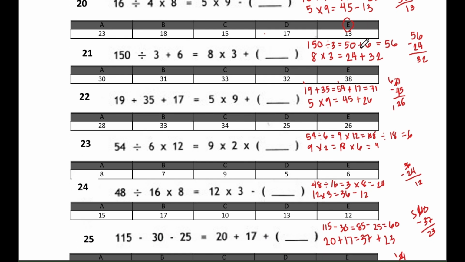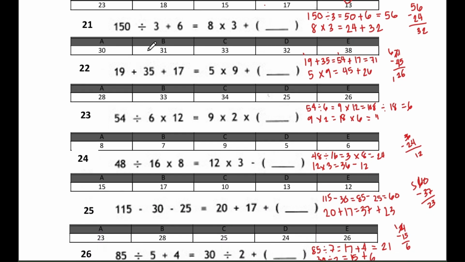Question 21. 150 divided by 3 plus 6 equals 8 times 3 plus what missing number? The options are A, 30, B, 31, C, 33, D, 32, or E, 38. The correct answer is D, 32. Let's solve this one step by step.